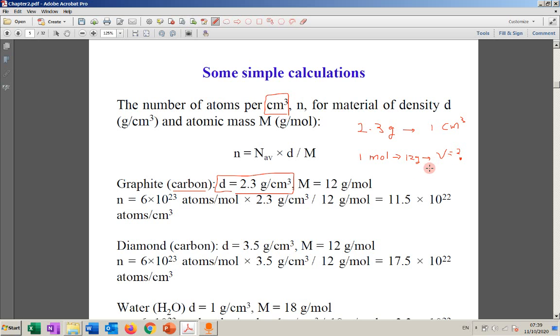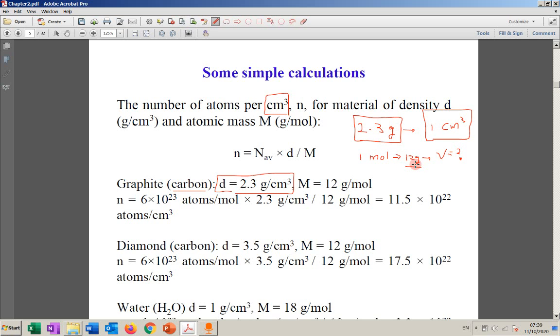Or I can find the number of atoms inside here. If I want to find the number of atoms, I know that in 12 grams we have Avogadro's number, then in 2.3 grams I can simply find the number of atoms inside 2.3 grams, or inside 1 centimeter cube. People may ask you, for example, to find the number of atoms in 1 centimeter cube. Well, we know that the number of atoms is related to the mole, and the mole is basically related to gram.